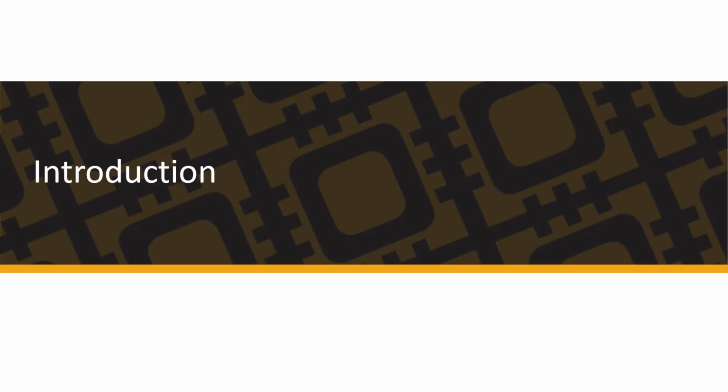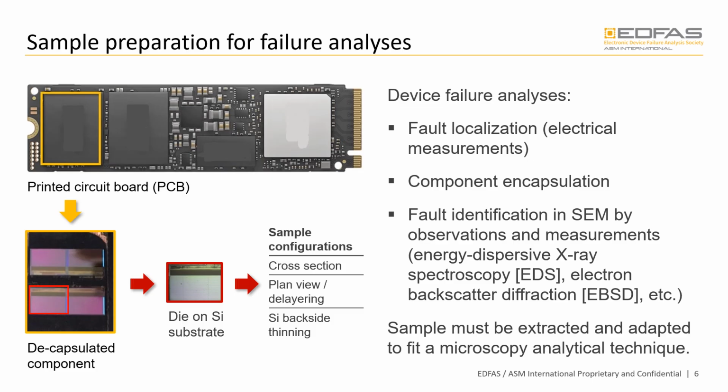Let's begin with an introduction to sample preparation. Here we see a typical microelectronic device failure analysis workflow. It starts with fault isolation through electrical measurements, followed by decapsulation and fault identification using SEM-based techniques like EDS, EBSD, or other analytical methods. It's important to understand that for effective failure analysis, the sample needs to be carefully extracted from the device and adapted to meet the specific requirements of the microscopy and analytical techniques you will be using.